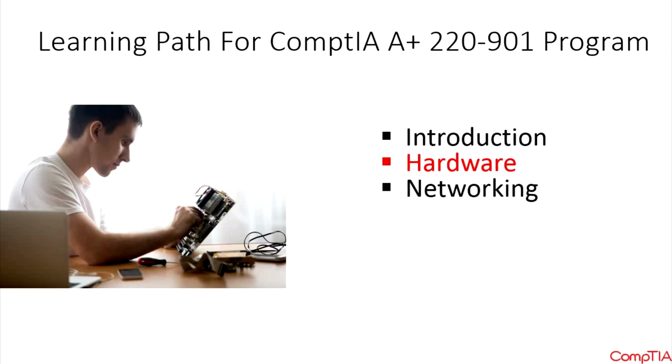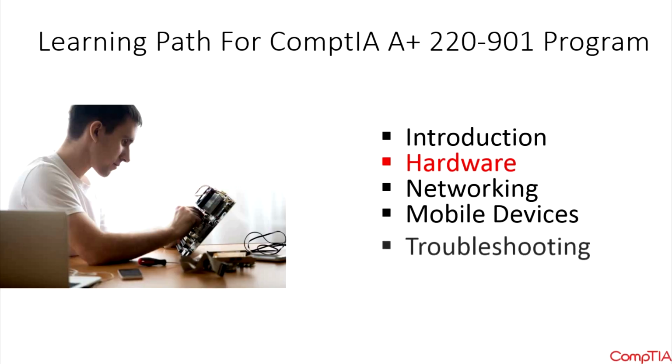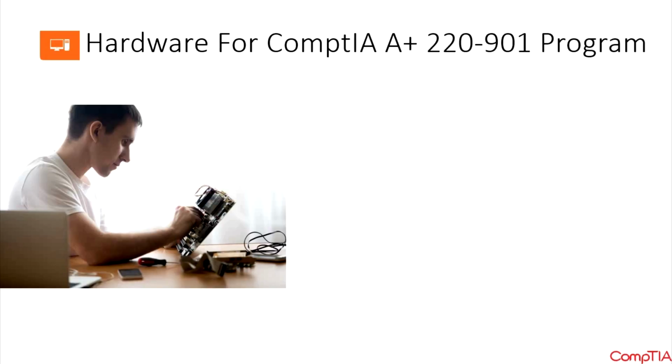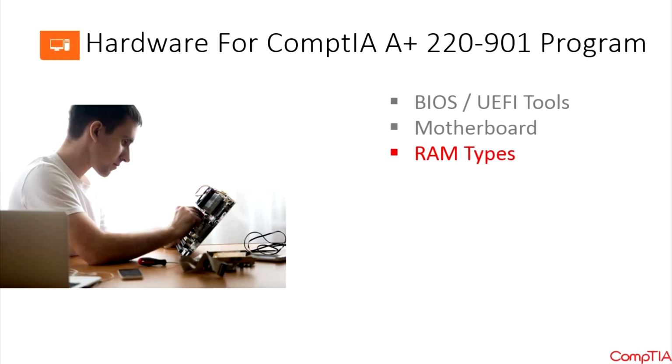We then do separate courses on other major elements of the CompTIA A+ 901 blueprint, including networking, mobile devices, and troubleshooting. Within the hardware course, we have 15 related modules. We began with BIOS and UEFI. Moving into motherboard components, the current module deals with random access memory, or RAM.